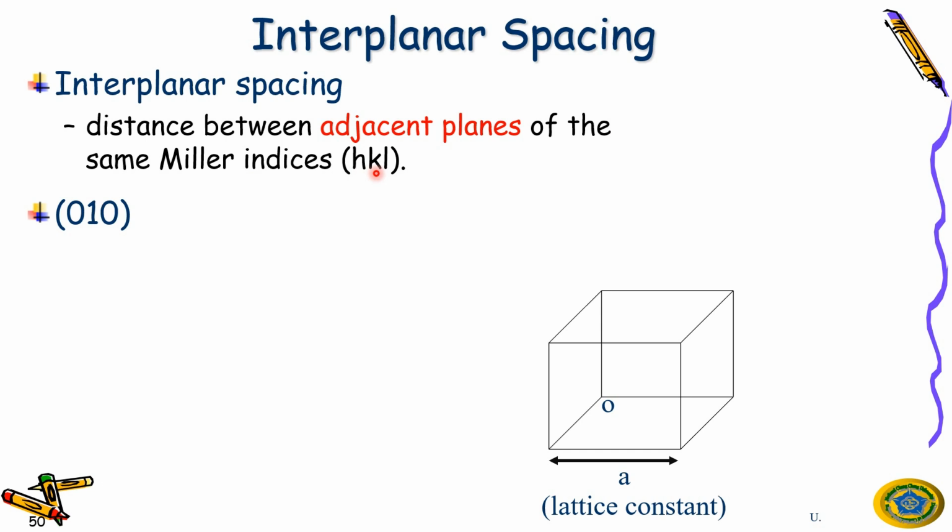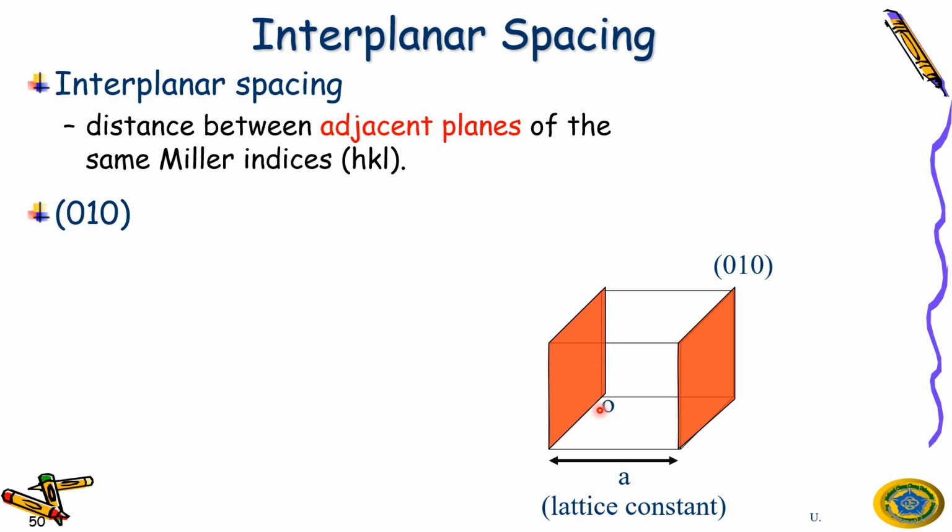Okay, so for example, let's take a look at 0, 1, 0. So what is 0, 1, 0? So 0, right? And then it's infinite, so infinite in its direction. 1 is here, right? And then reciprocal of 1 is here, it's 1. And reciprocal of 0 is infinite. So infinite, infinite, and 1. And so this is the plane. Of course, this plane doesn't pass the origin.